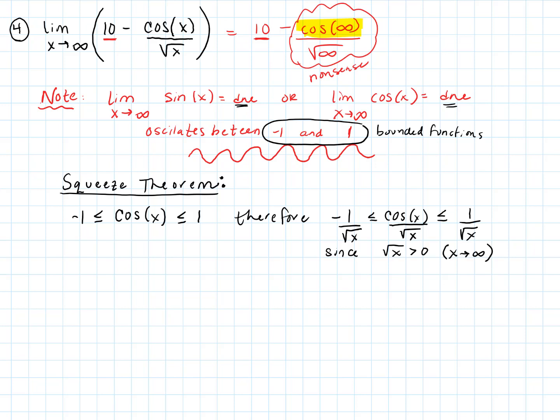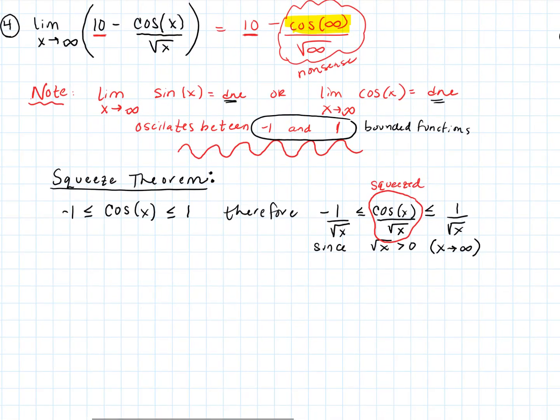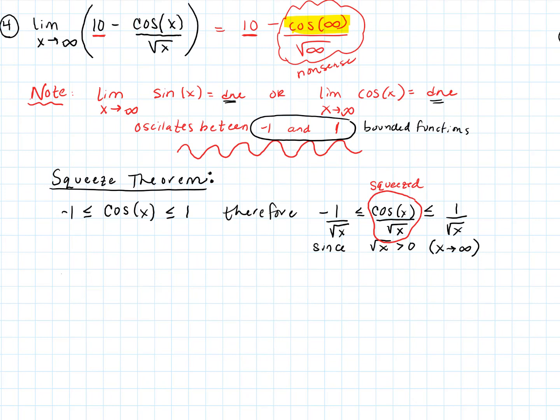we have now bounded, we have squeezed cosine of x over the square root of x in between two other functions. So what we can say now is this. We can say then the limit as x approaches infinity of -1 over the square root of x has to equal 0 because x is growing without bound. And the limit as x approaches infinity of 1 over the square root of x must also be equal to 0.